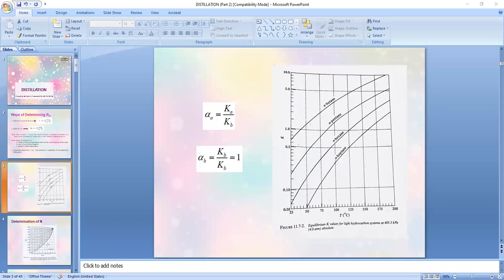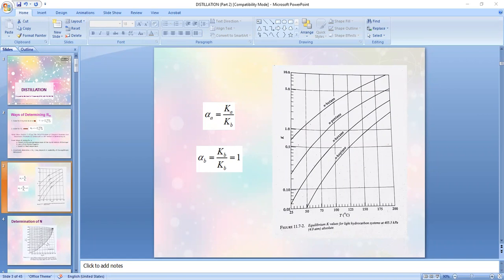I hope you can still see it so that it would be bigger. You have here butane, you have here pentane, hexane, and heptane. So given the temperature, you go up, you look for the appropriate curve, and then read on the vertical axis on the left the corresponding value for the K of that particular component.